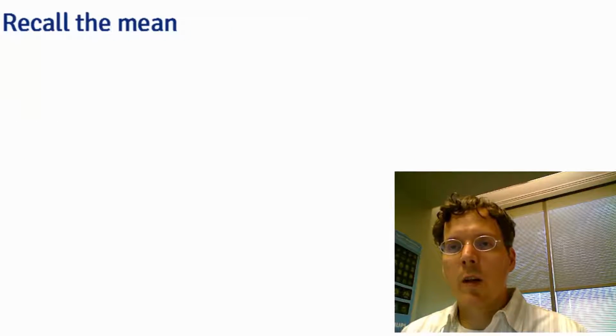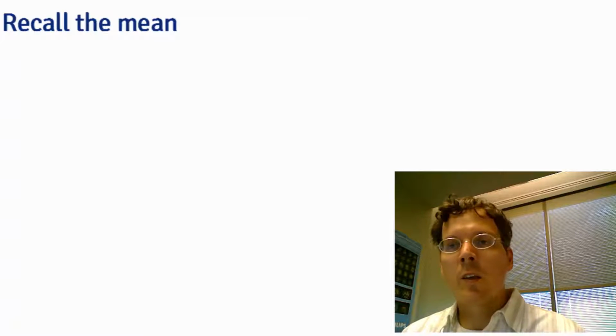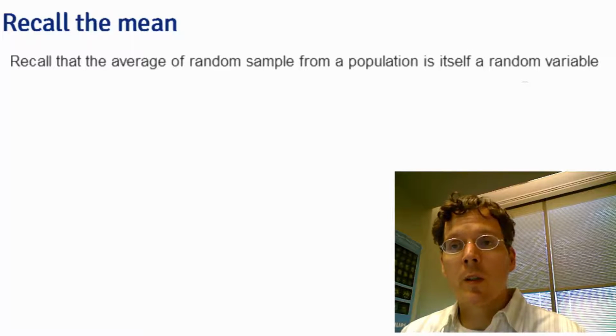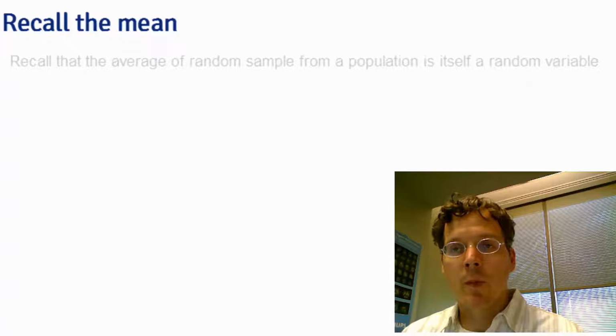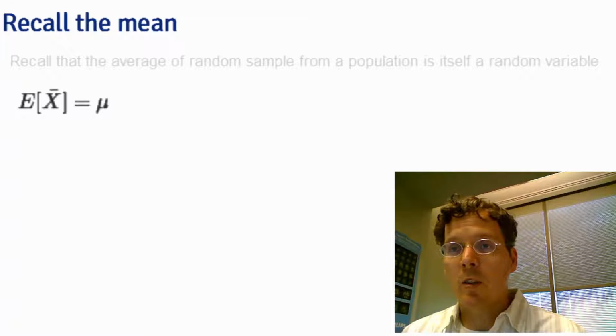So now we've talked a lot about variances and even touched a little bit on the distribution of sample variances. Now let's talk again about the distribution of sample means. So remember that the average of numbers that are sampled from a population is itself a random variable. It has its own population mean and population variance.